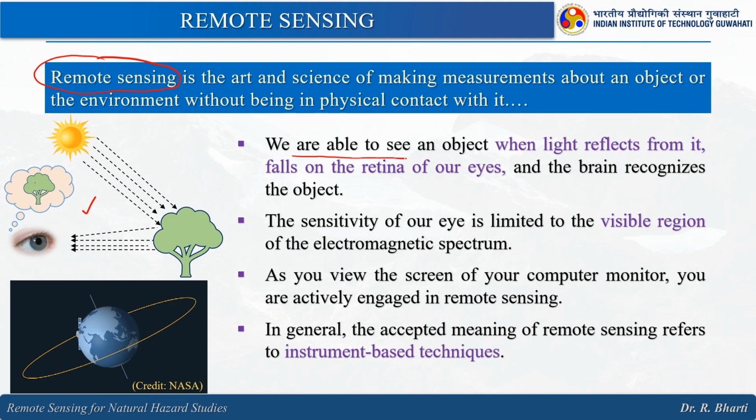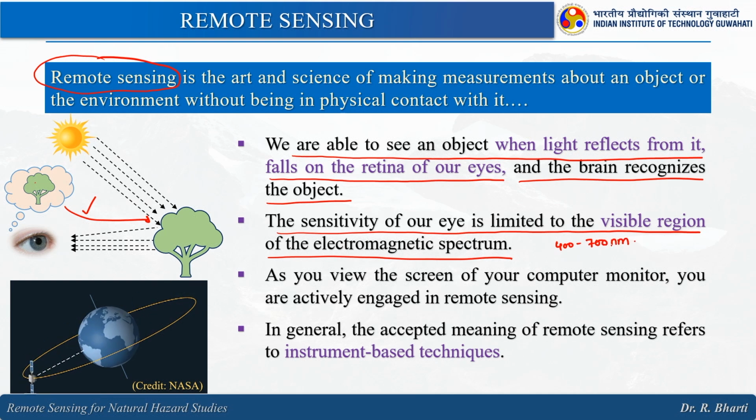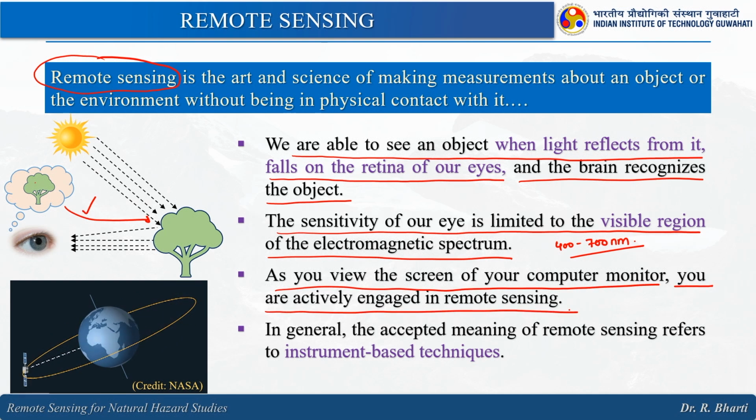So, we are able to see an object when light reflects from it, falls on our retina, and the brain recognizes the object. This is how it has been looked. The sensitivity of our eyes is limited to the visible region of the electromagnetic spectrum, that is 400 to 700 nanometer. As you view the screen of your computer monitor, you are actively engaged in remote sensing.